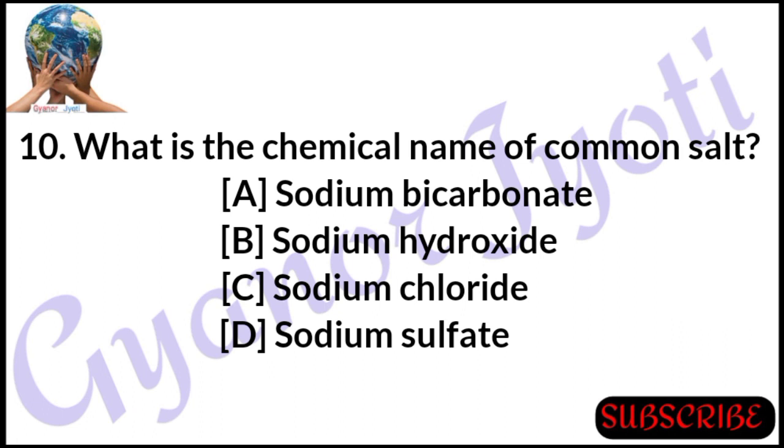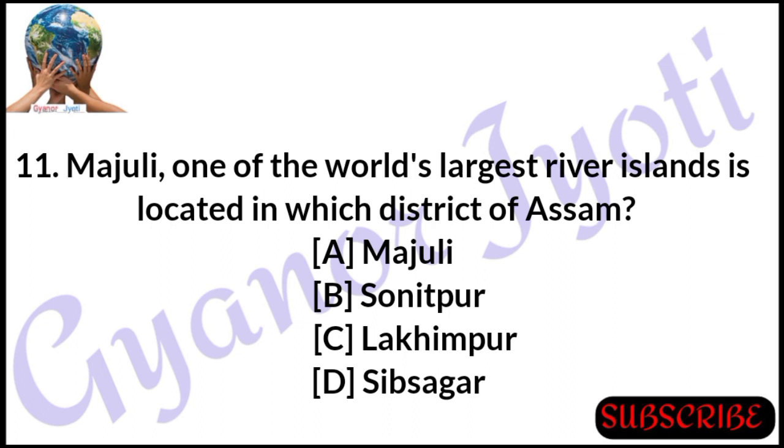Correct option is C sodium chloride. Sodium chloride is the chemical name of common salt. Option C is correct. Next, Majuli, one of the world's largest river islands, is located in which district of Assam? Option A Majuli, B Sonitpur, C Lakhimpur, option D Sivasagar.